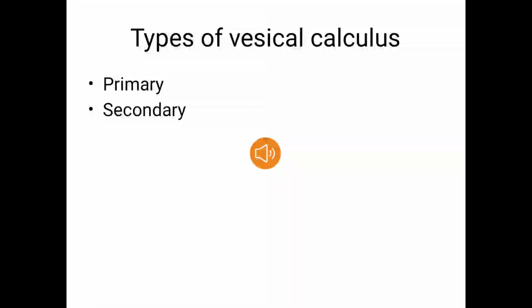There are two types of bladder stones, primary and secondary. Primary stones develop in sterile urine and often originate in the kidneys. The secondary bladder stones are due to infections, outflow obstructions, impaired bladder emptying and foreign bodies.